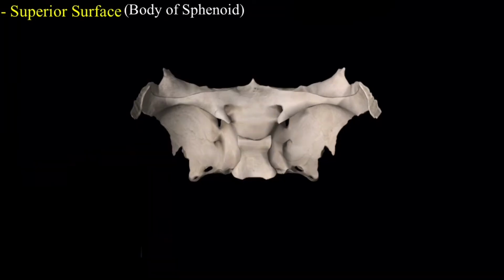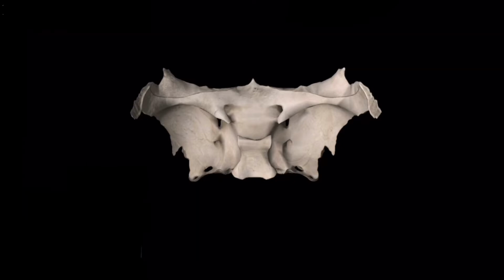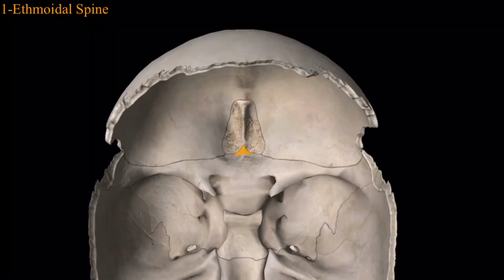The superior surface has the following important structures: ethmoidal spine, jugum sphenoidale, chiasmatic groove, tuberculum sellae, middle clinoid processes, sella turcica, the posterior clinoid processes, dorsum sellae, petrosal spine, and the superior part of the clivus. Number 1, ethmoidal spine. This is the ethmoidal spine. The ethmoidal spine is attached to the posterior aspect of the ethmoid bone, as you can see.